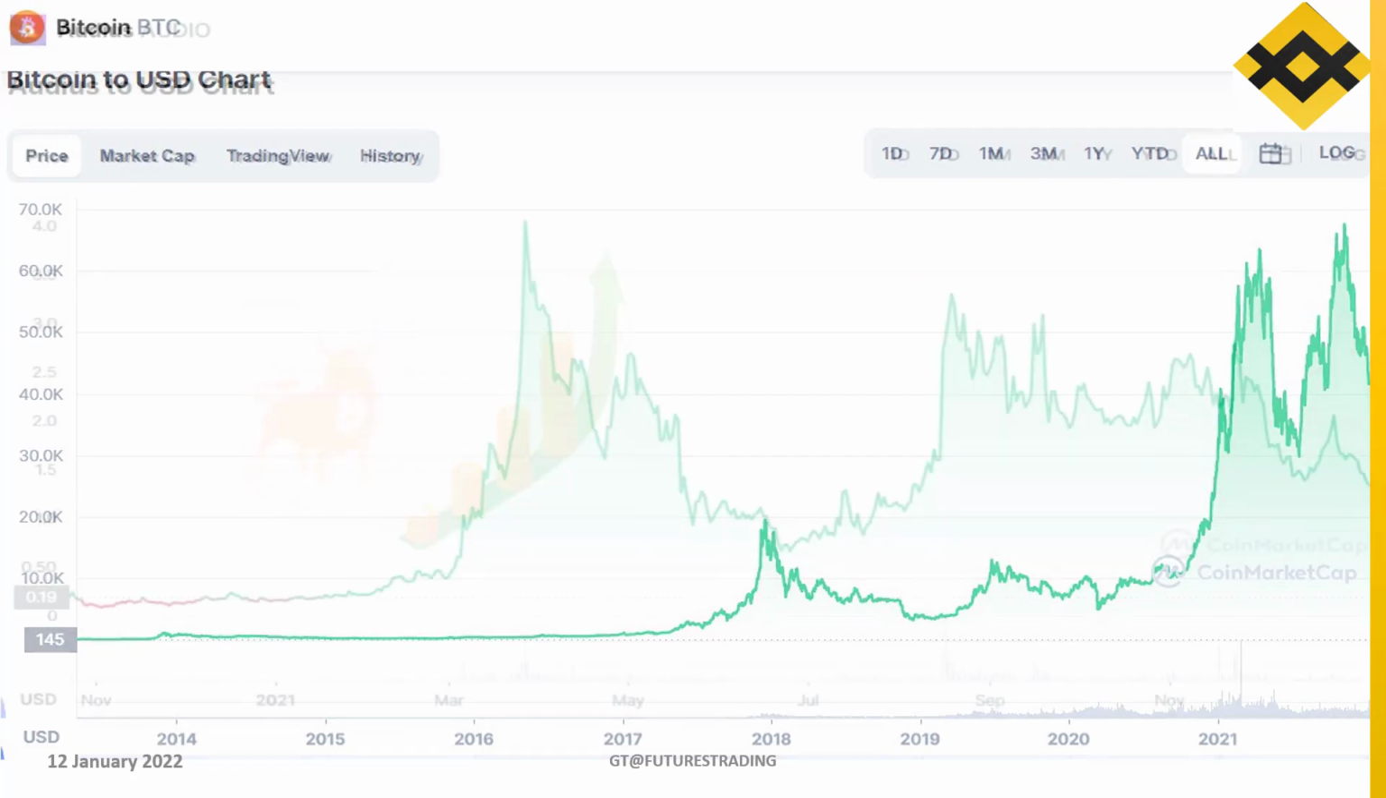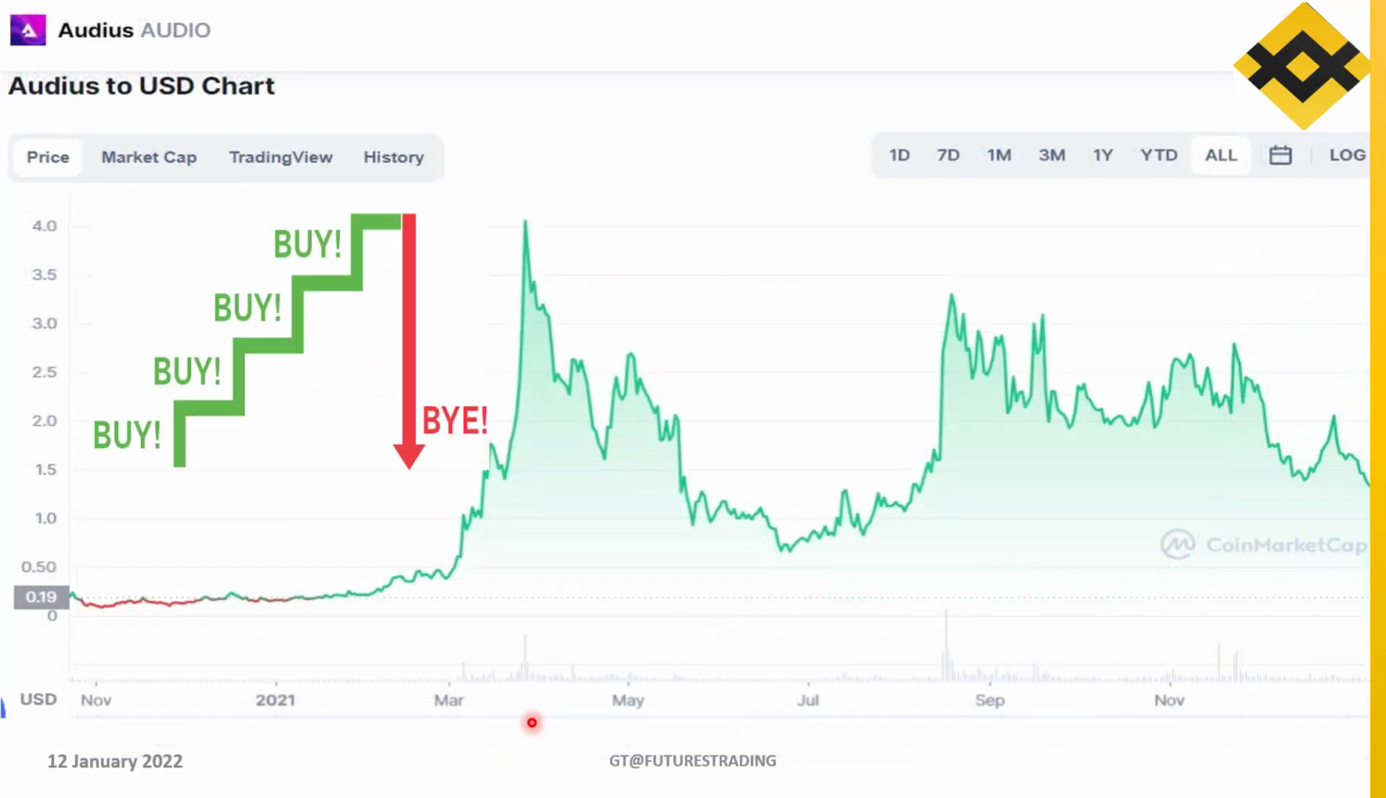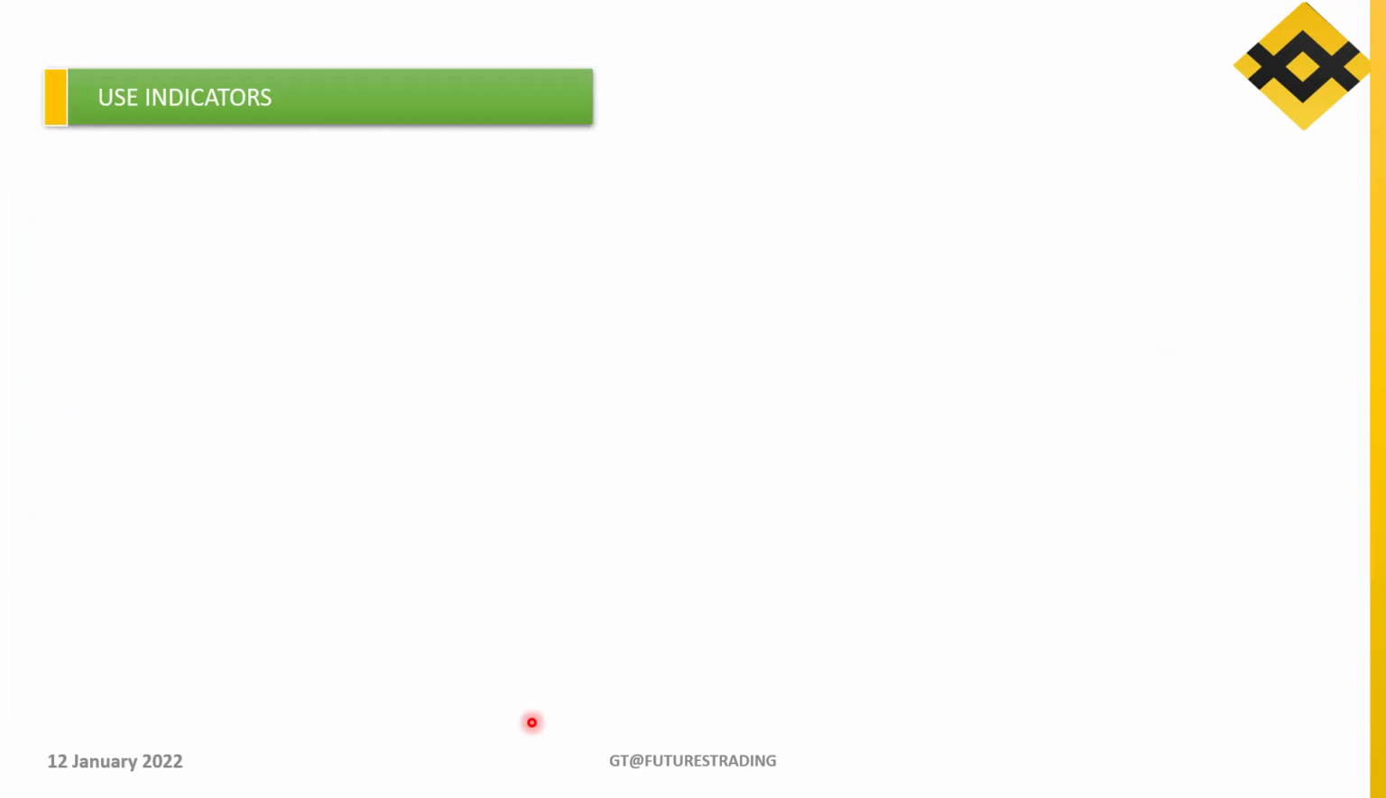However, there are other coins such as Audius. So, if you look at Audius, you notice that it is characterized by a pump and a dump. So, in this case, you have to exercise caution in order for you to trade this cryptocurrency.